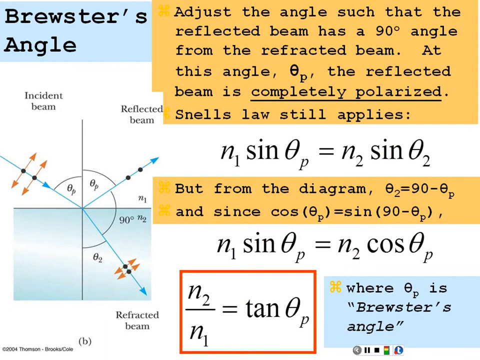If we're going from air to, say, glass, air being an index of refraction of 1, then the index of refraction of that material, n2, would equal the tangent of the polarizing angle. So if we change our angle to the point where the reflected beam is totally polarized, then the tangent of that angle would be equal to the index of refraction of the material, and that would be one way to determine the index of refraction of a material. Kind of neat.